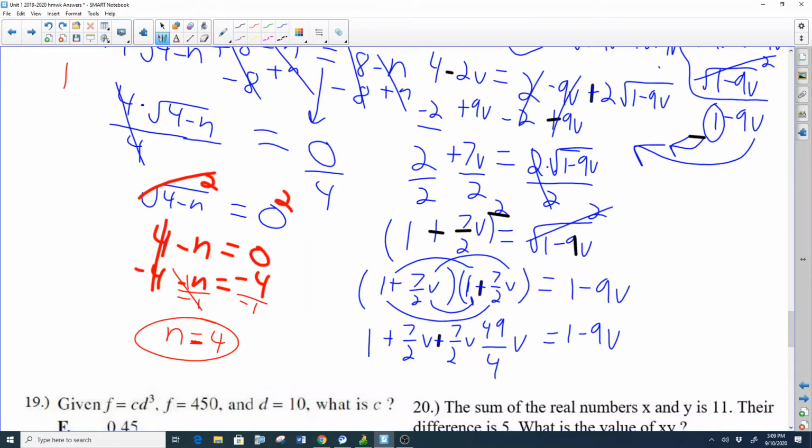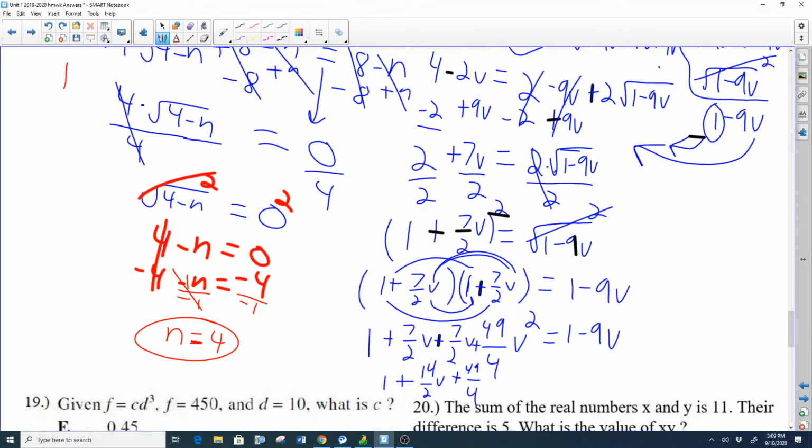Okay, so 7/2 plus 7/2 is, I don't know, well, they have the same denominator. So that's going to be 7/2 plus 7/2 is 14/2. So now we're going to do 1. Oh, don't forget, this is 49v squared. V times v is v squared. Good. Okay, so 7/2 plus 7/2 is 14/2 v. We still have our plus 1 there. Good. And then we still have our plus 49/4 v squared. Good.